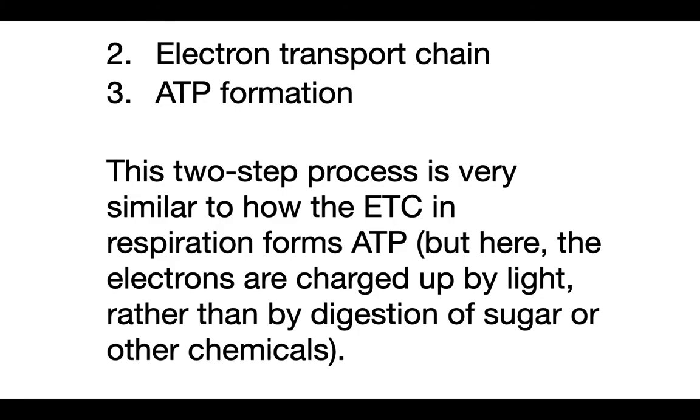Finally, let's just summarize real quick. What we just saw in both of those two drawings was the second and third step, the electron transport chain and the ATP formation that happened in those two separate photosystems. So photosystem 2 enables the electron transport chain, photosystem 1 enables the ATP formation, and this two-step process is very similar to how the electron transport chain in respiration forms ATP, but here the electrons are charged up by light rather than being charged up by the digestion of sugar or other chemicals.